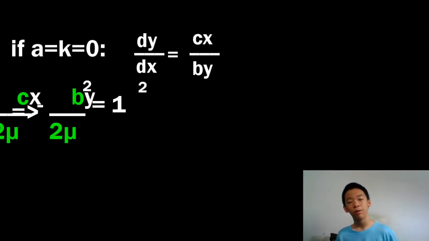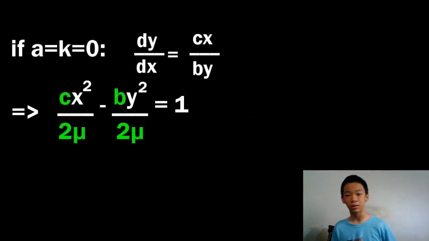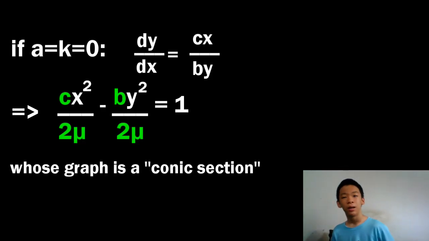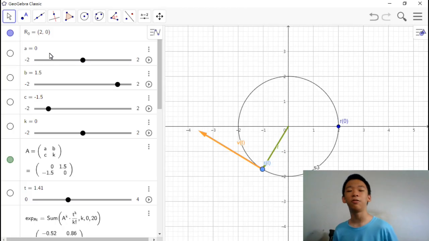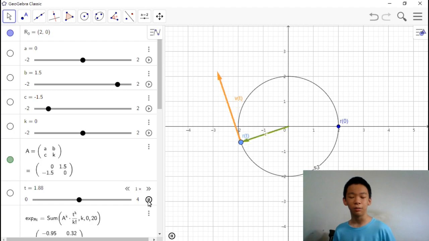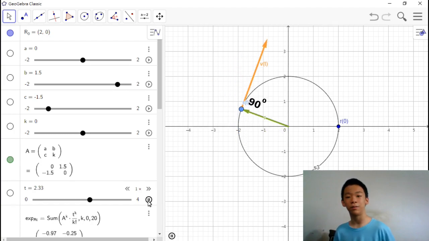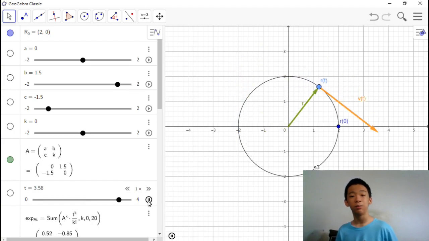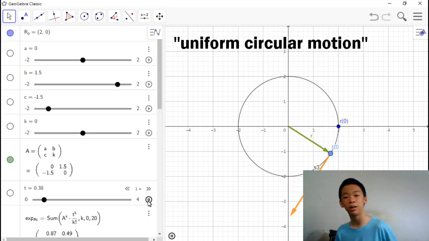Remember that in the first case, where a and k are both 0, we had an ellipse or a circle as the graph. Well, shapes like these are referred to as the conic sections, and they're the paths that a satellite makes around a planet. If b equals negative c, then the velocity would always be perpendicular to the position vector. In physics, this type of motion is called uniform circular motion, and I've talked about it in my last episode.